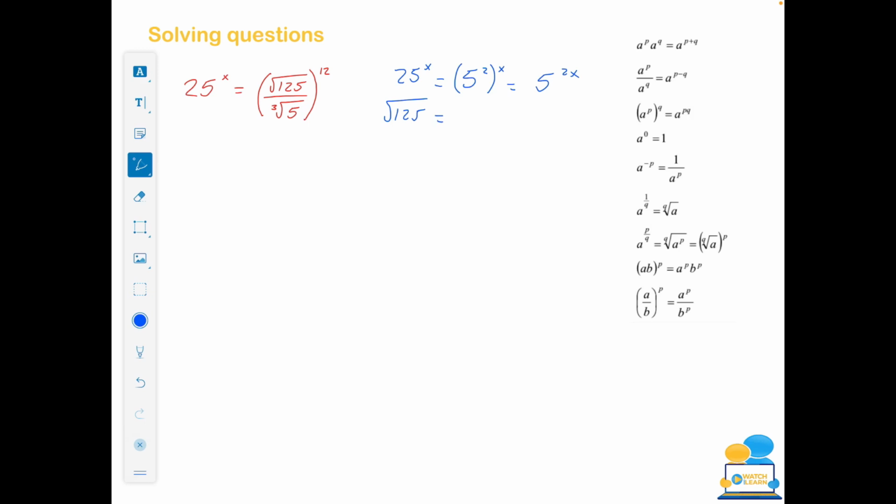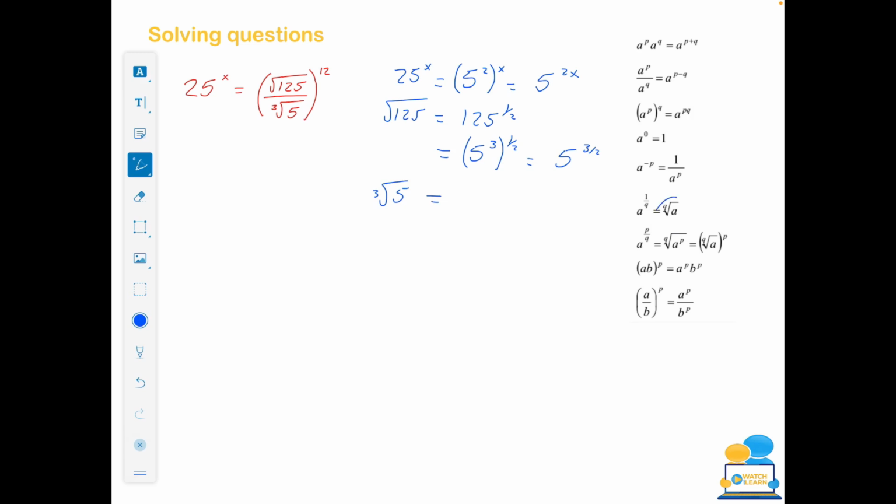Okay, same now with the square root of 125. We know square root is the same as to the power of a half. So square root of 125 is 125 to the power of a half. Getting there, but not fully there yet. So now we need to change 125 to 5 to the power of something. So 125 is 5 cubed. And we still have the power of a half outside. And when we multiply the powers, that'll be 5 to the power of 3 over 2.